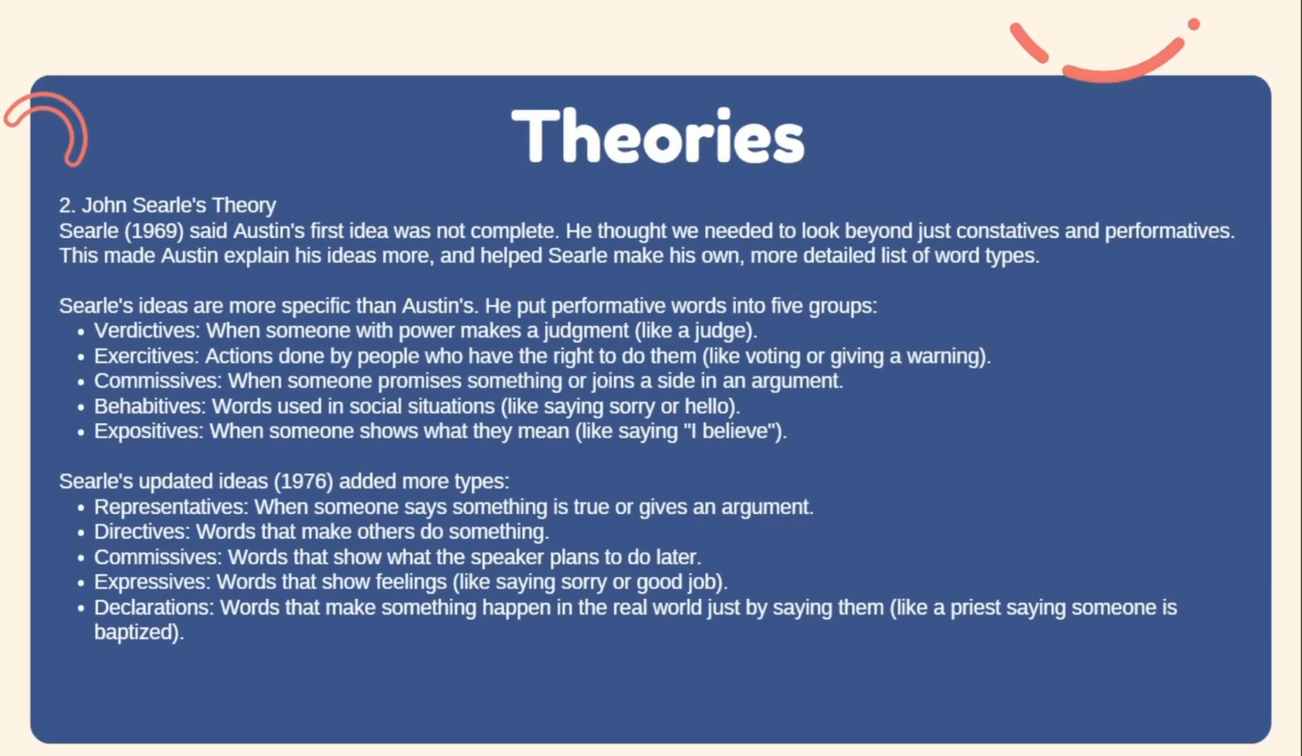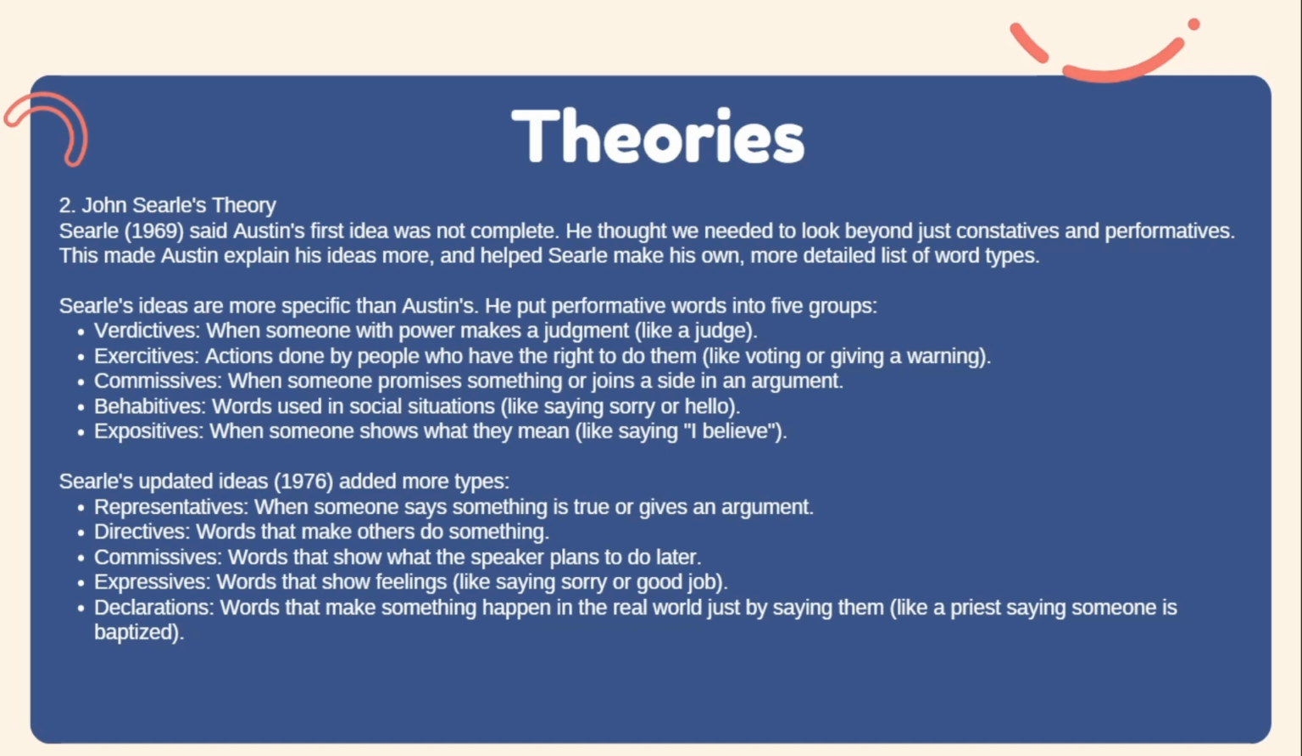Next, John Searle's theory. Searle said Austin's first idea was not complete. He thought we need to look beyond just constative and performative. This made Austin explain his idea more and helped Searle make his own, more detailed word types. Searle's ideas are more specific than Austin's. He put performative words into 5 groups. Verdictive, when someone with power makes a judgment, like a judge.